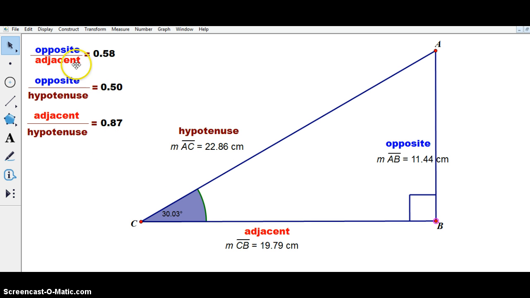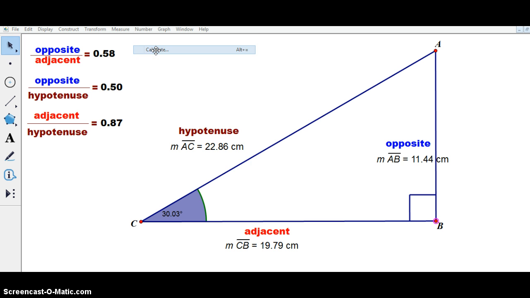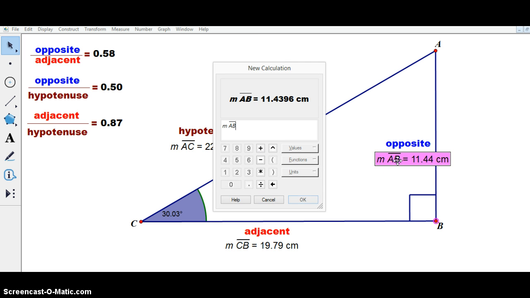We can verify this. I know that you're not seeing these numbers change, but if we want to check, we can calculate and take the measure of the opposite side divided by the measure of the adjacent, and we should get 0.58, and you can see that's exactly what we get. We can try the measure of the opposite divided by the measure of the hypotenuse. We should get roughly 0.5, or a half, and you can see that's what we have.